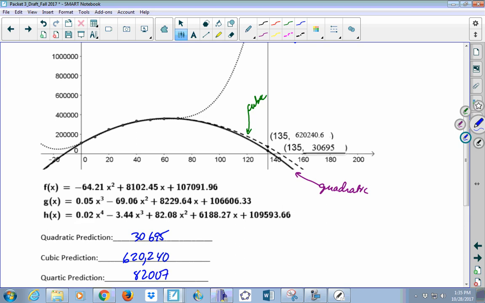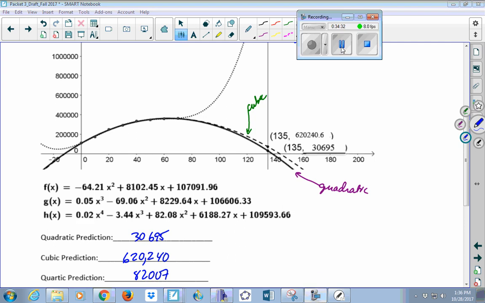There appears to be a decimal error here. Let me take a look. This number doesn't appear to be right. This number here is 30,695. My guess is this is 62,024, and there's a decimal error. So let me pause the recording for a second and check that out with my calculator. I'll do a little regression, and I'll get right back to you.